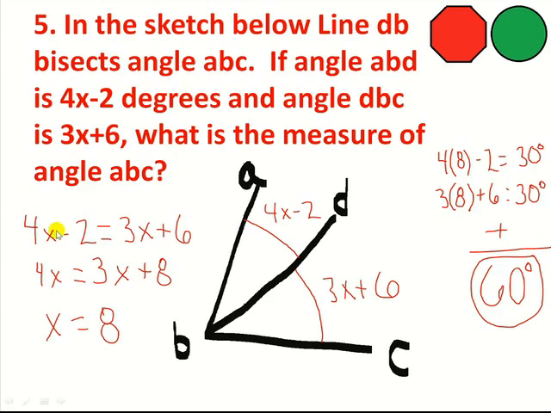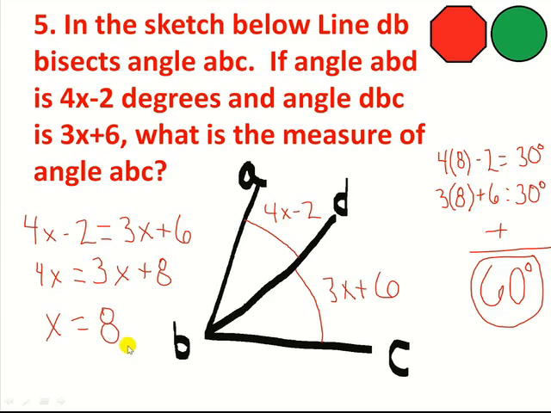So we set 4x minus 2 equal to 3x plus 6. I add 2 to each side, getting rid of this 2, so I now have 4x equals 3x plus 8. Subtract 3x from each side, and I wind up with x equals 8. Go back and reread the original question, and it says, what is the measure of angle ABC? X equals 8 is not the right answer. It's on the way to finding the right answer.